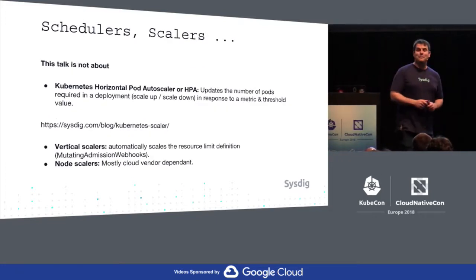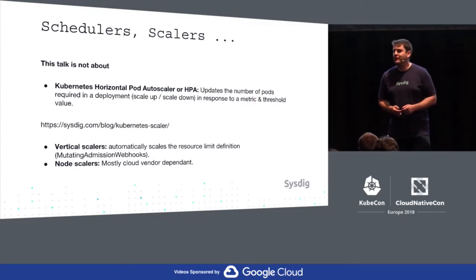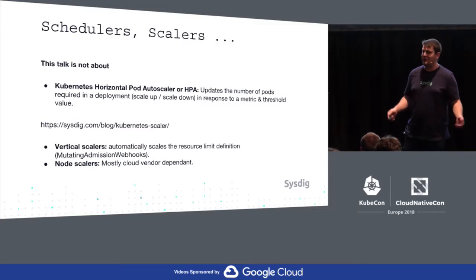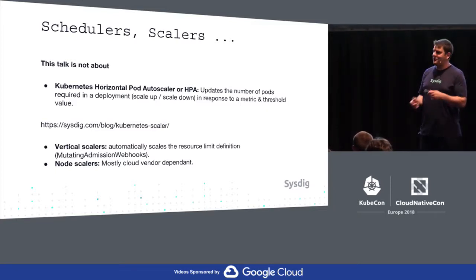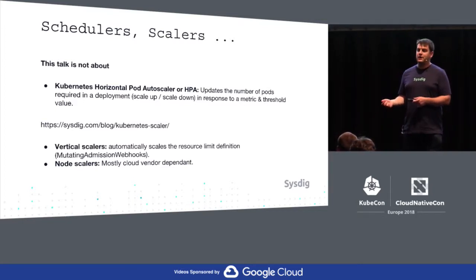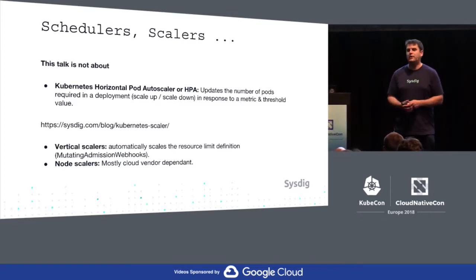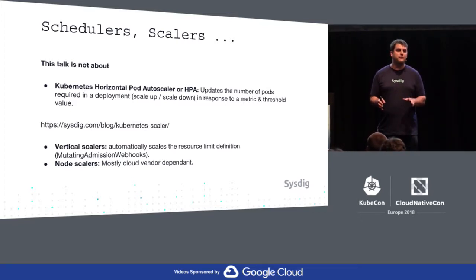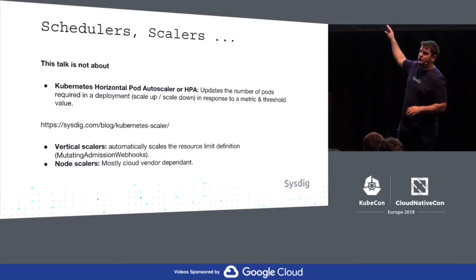You know that the Kubernetes terminology and concepts are growing every week, every month. It's crazy. So what this talk is also not about. It's not about the Kubernetes horizontal pod autoscaler or HPA. Actually, the HPA is a little more difficult to implement. I have another running implementation if you go to that URL.